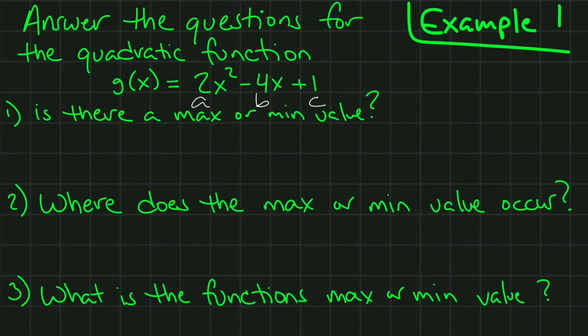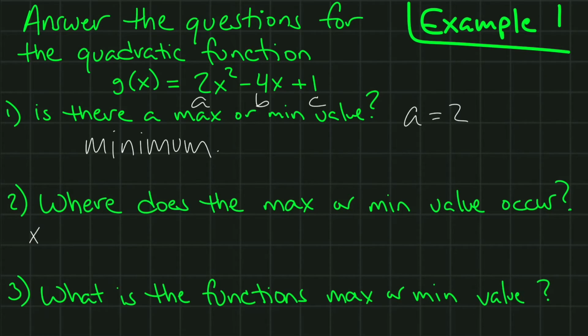So is there a maximum or minimum? Because our a value is positive, is equal to 2, that means we have a minimum. Where does the maximum or minimum value occur?